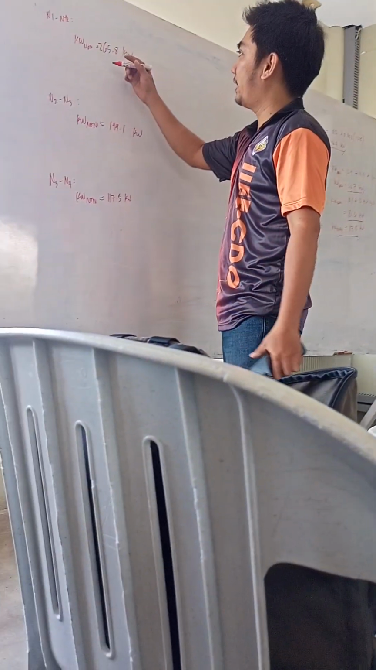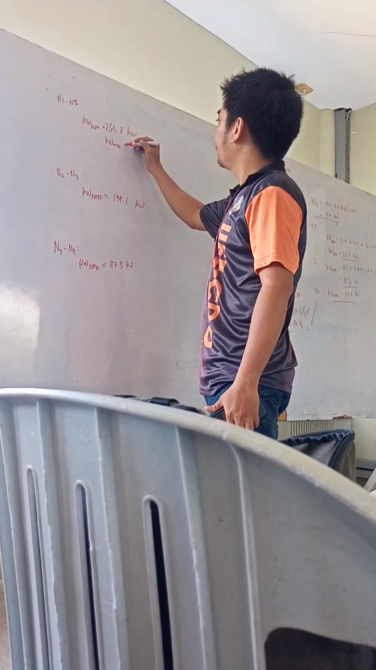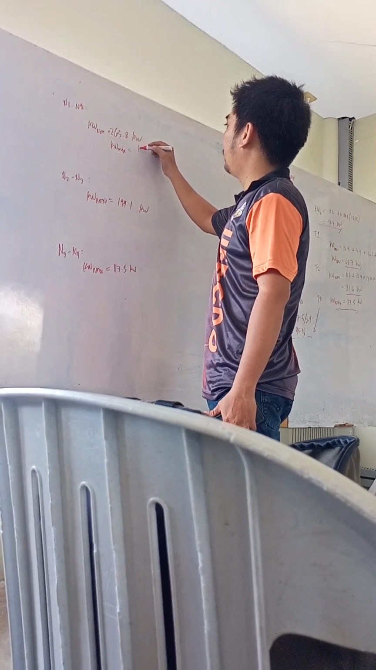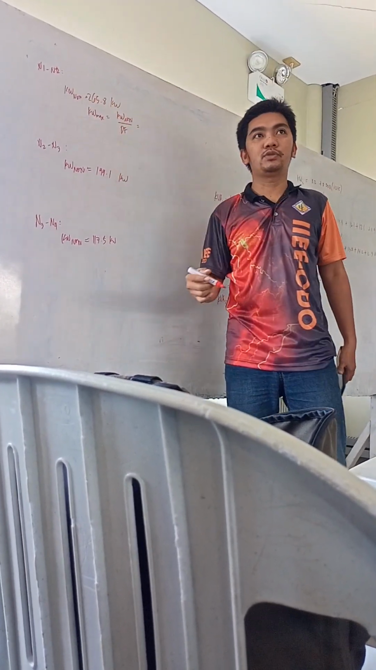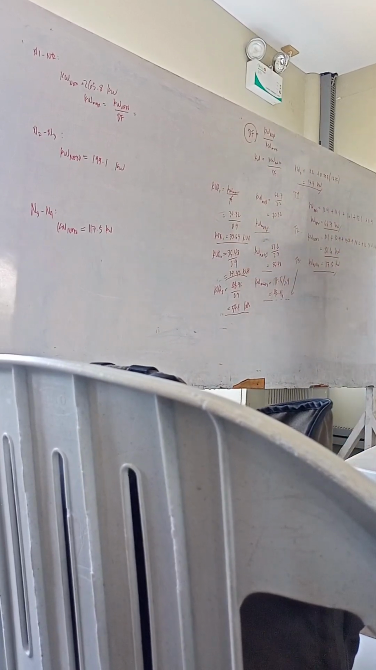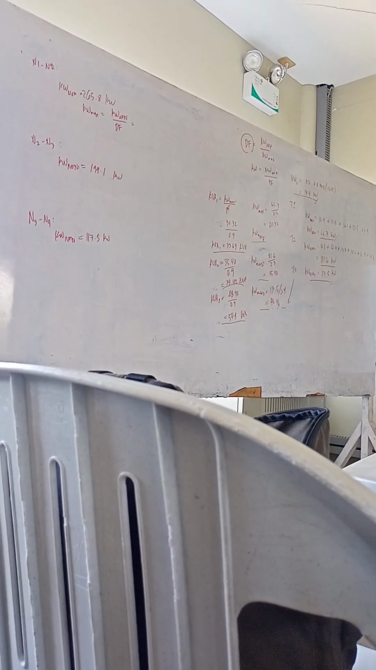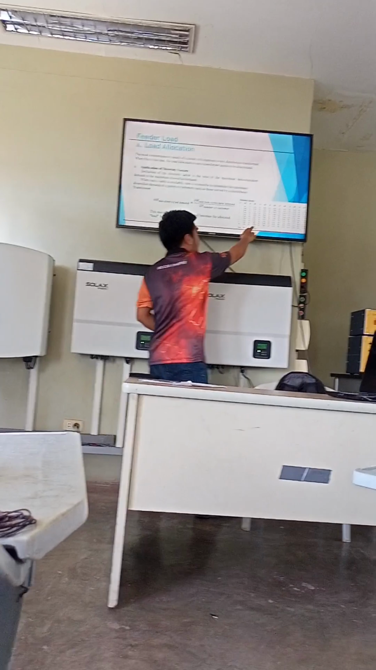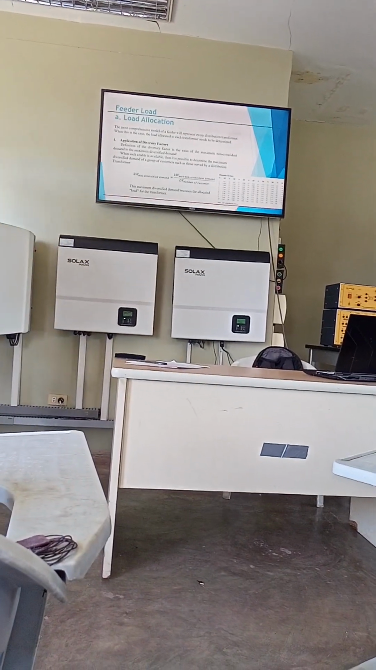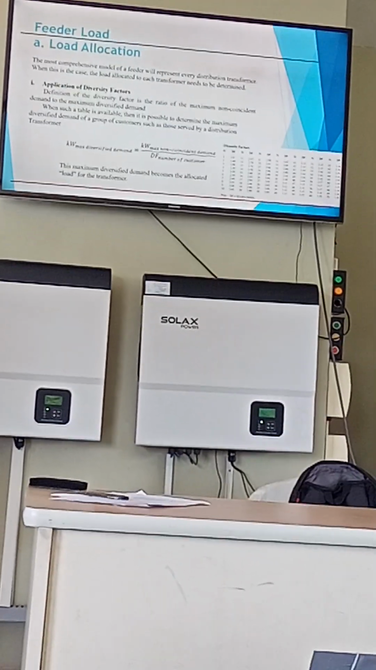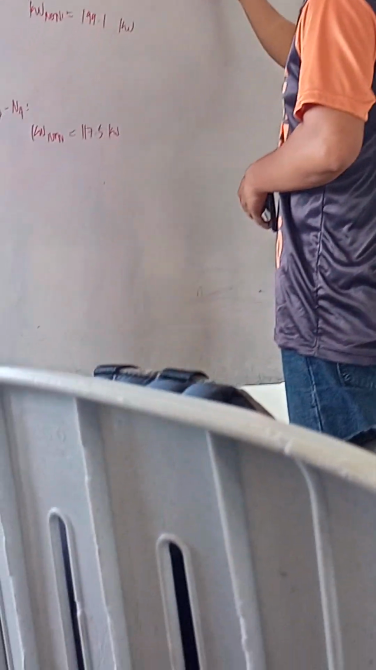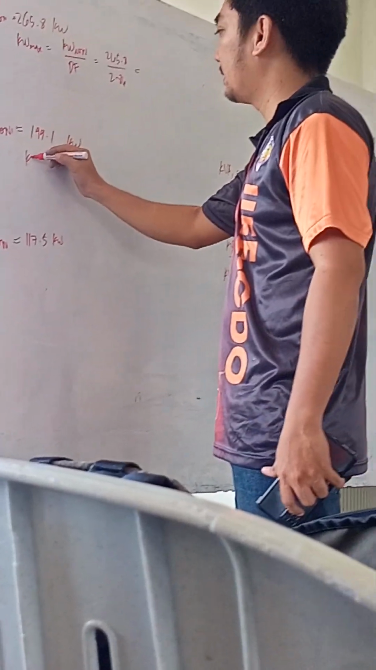Now we need to get the maximum diversified demand. So how do we get the maximum kilowatt demand? We have the non-coincident kilowatt divided by the diversity factor. So from N1 to N2, since we have 18 customers connected, I refer to the table. For 18 customers, we have 2.86. So 265.8 divided by 2.86.